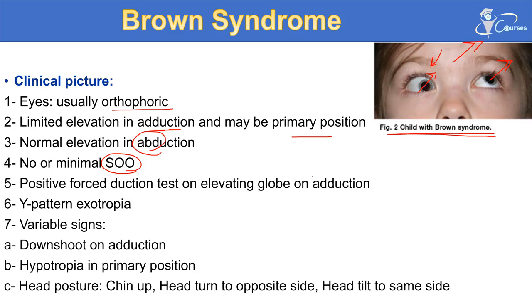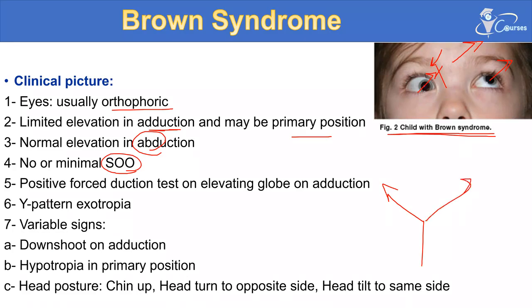Y pattern exotropia, meaning that there will be exotropia only on up gaze. Why? When the patient is looking down, no problem. When the patient is looking up, there will be exotropia, or elevation in abduction of the right eye, because of limitation of elevation in adduction. So this will result in what's called a Y pattern.